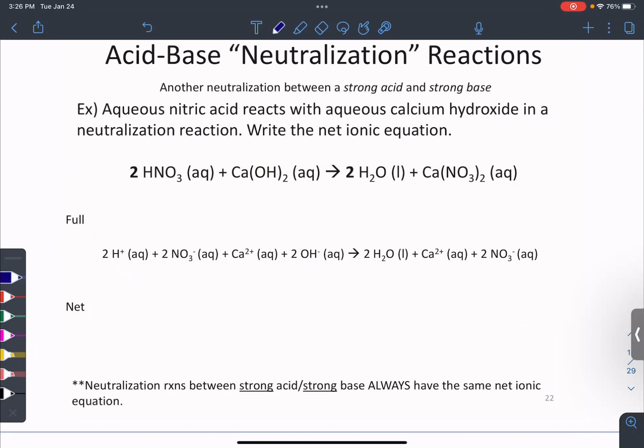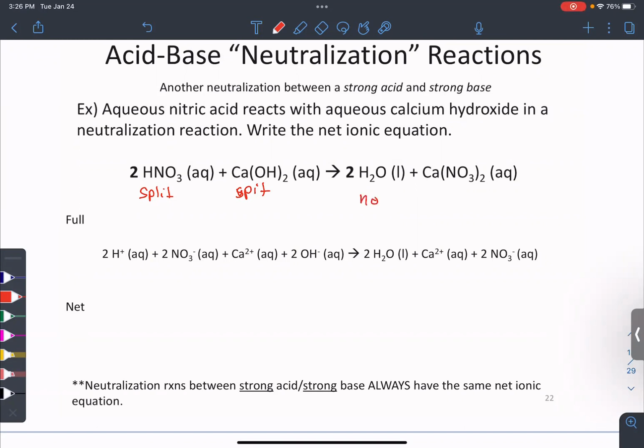Nitric acid, do we split that in the full ionic equation? Nitric, yes, it's a strong acid and it's aqueous, so we split that. What about calcium hydroxide, aqueous? Do we split that? Yes, we split that too because it is a strong base, or you can think it's ionic. It uses ionic naming rules and it's aqueous, so we split that. Do we split water? No.